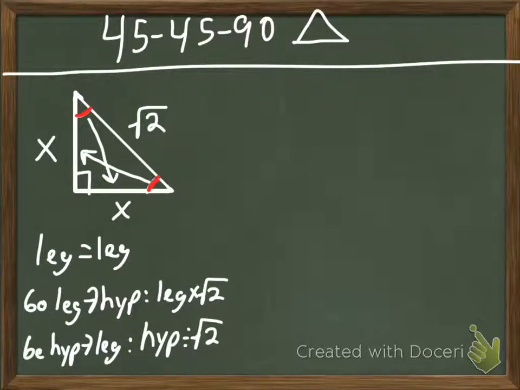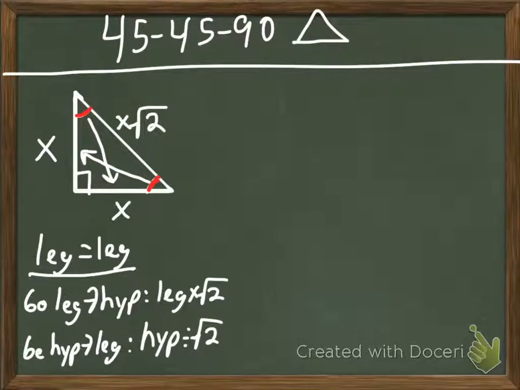And then the hypotenuse, you take the leg times square root 2. So if our legs are x, our hypotenuse is x times the square root of 2. So our leg equals our leg. And if we wanted to go and solve the sides of the triangle, now we don't have to use the Pythagorean theorem. We could, but we don't have to.